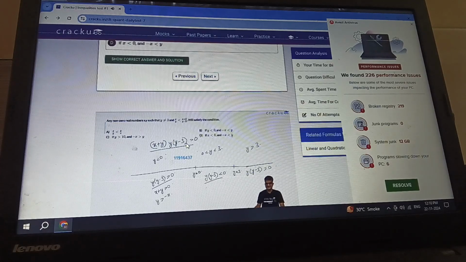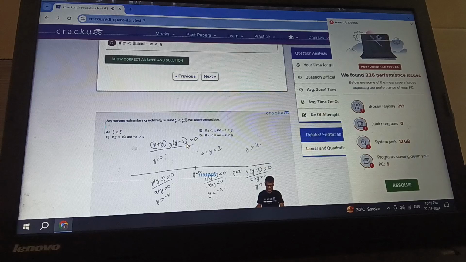Here, y into y minus 3 is less than 0, so we want x plus y to be less than 0. Here again, y into y minus 3 is greater than 0, so x plus y has to be greater than 0, or y has to be greater than minus x.